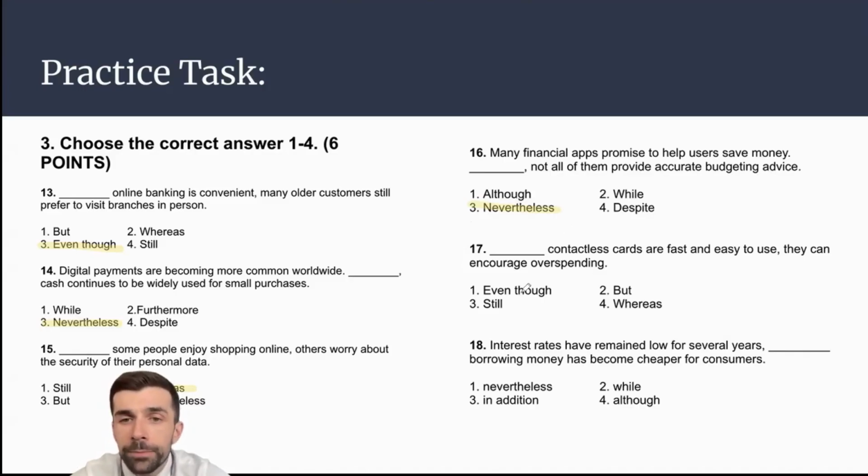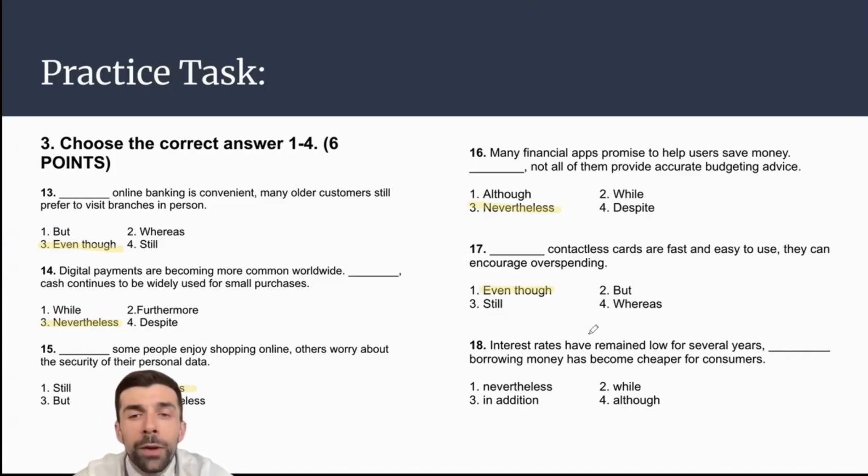Number 17, even though contactless cards are fast and easy to use, they can encourage overspending. Here, buttons still don't work for the same reasons we mentioned before. Whereas also doesn't work here because these two things are connected. These are both qualities of contactless cards.